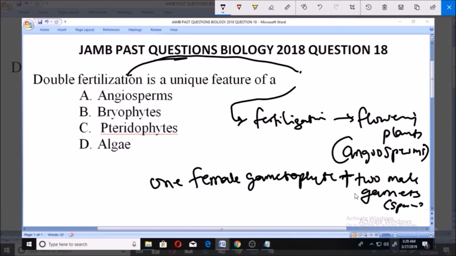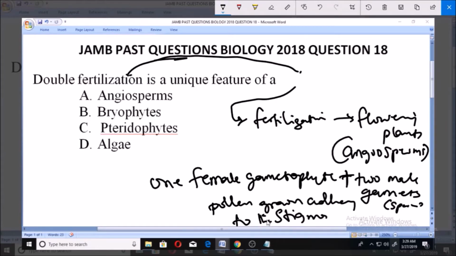You understand? So this process actually begins with a pollen grain, when a pollen grain adheres to the stigma of the carpel. So that is how you have the pollen grain adhering to the stigma, adhering to the what? Stigma of the carpel. That is how this process starts.